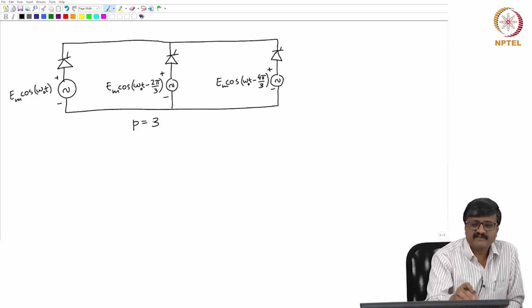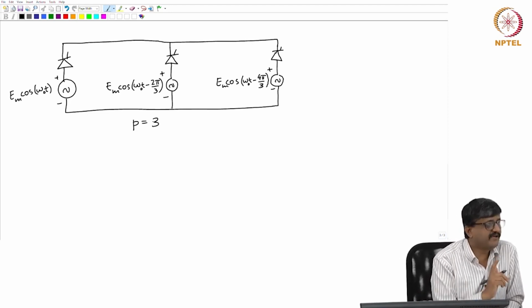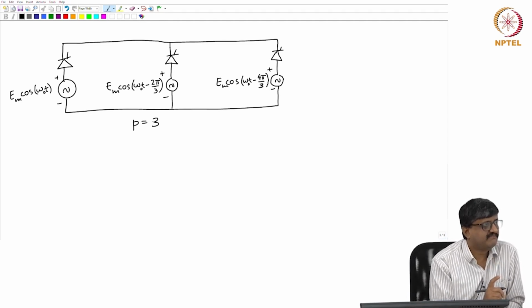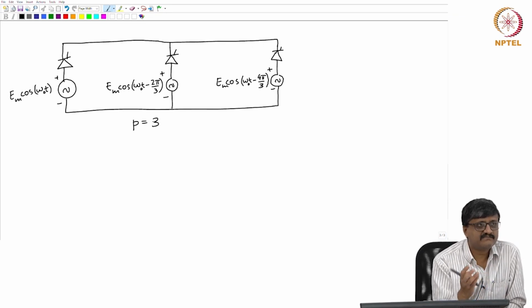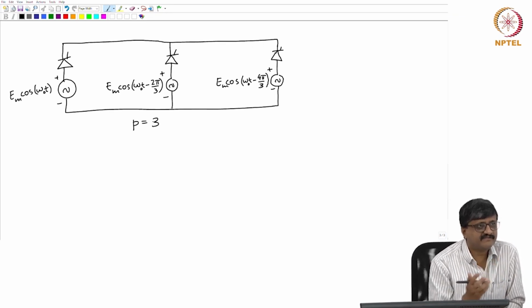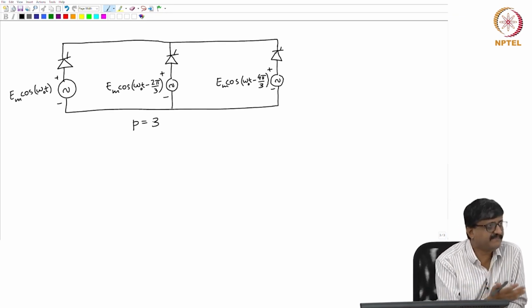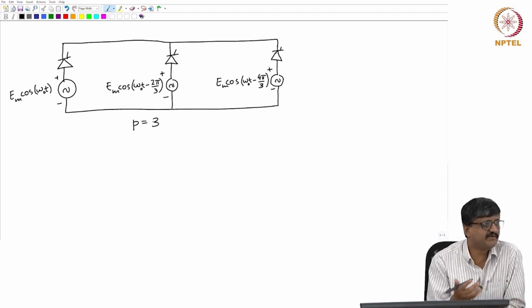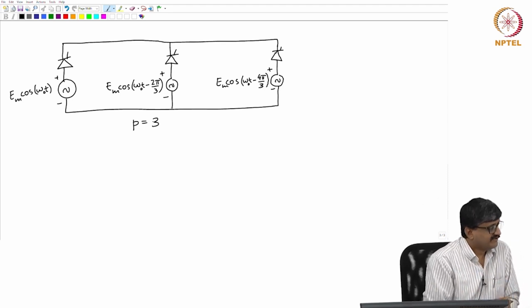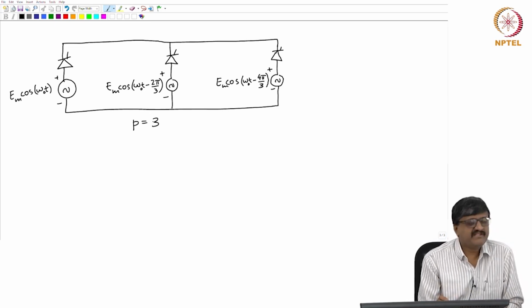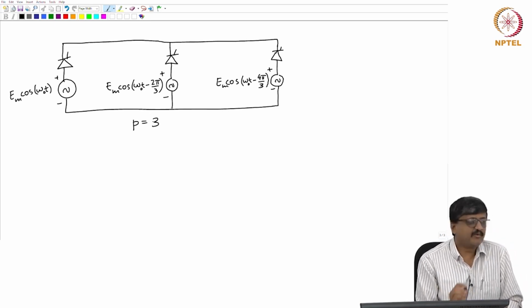So, if there is only one thyristor, I give only one pulse per cycle, okay, because there is only one thyristor. If there are 2 thyristors, there are 2 pulses to the 2 thyristors. Similarly, if there are 3 thyristors, there are 3 pulses, the gate pulses I am talking about. I am talking about the gate pulses that are here. So, each thyristor is assumed to be turned on only once.